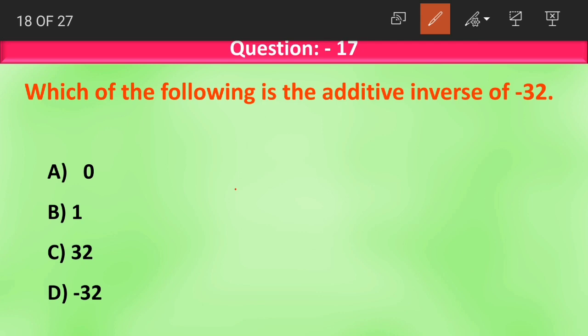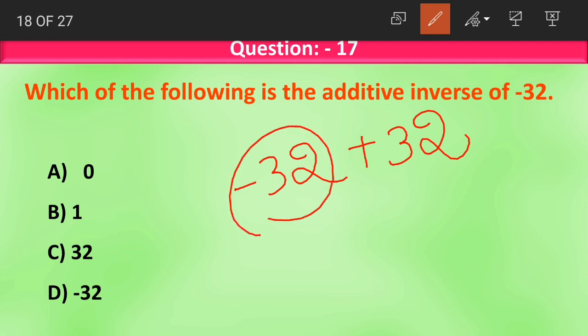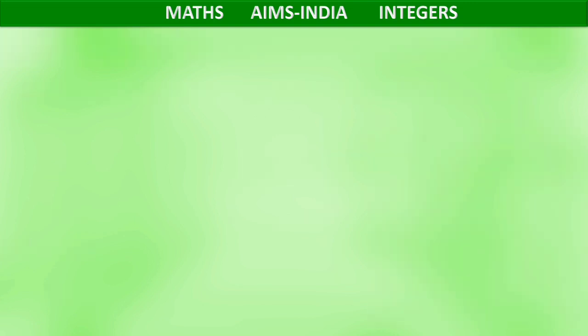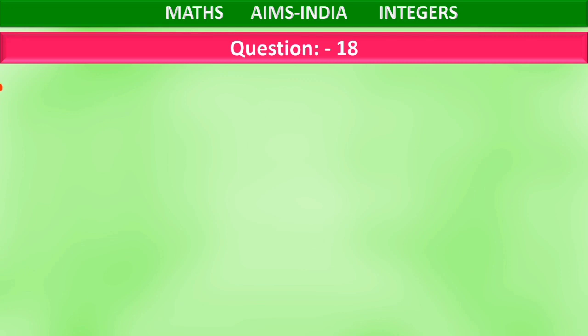So here the question is minus 32. What will its additive inverse be? Its additive inverse will be 32. And how do we check whether our answer is correct or not? When we add a number and its additive inverse, the answer should be 0. 32 minus 32 is equal to 0, right? So here 32 is the additive inverse of minus 32. Option C.